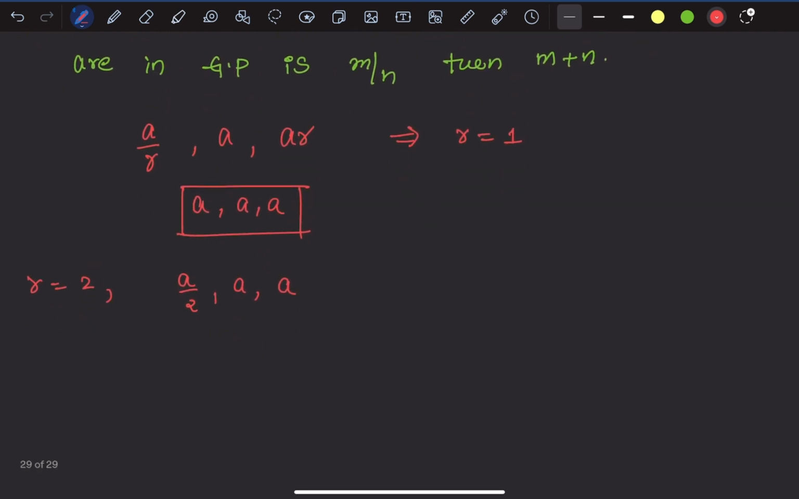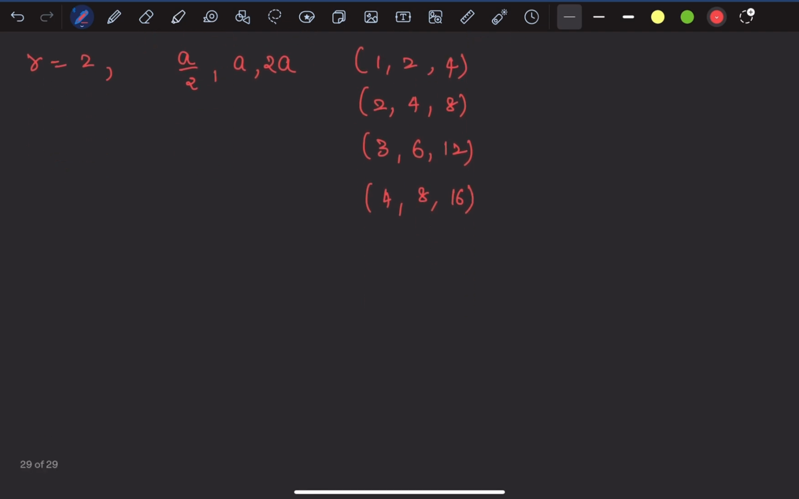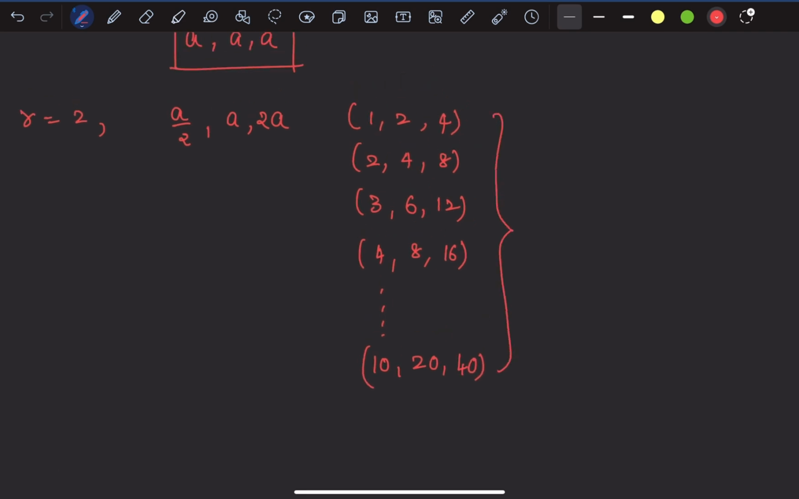So this can be 1 2 4, or 2 4 8, or 3 6 12, or 4 8 16, or this can be 10 20 40. Alright, so here we have 10 choices.